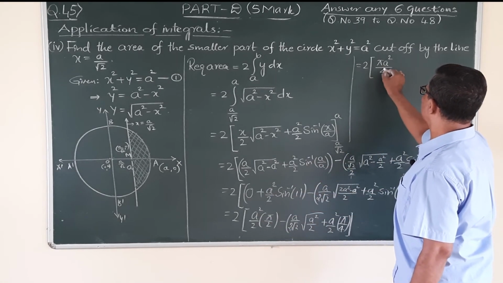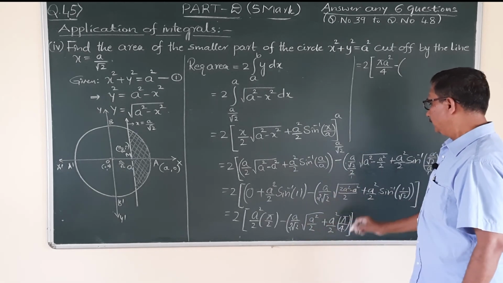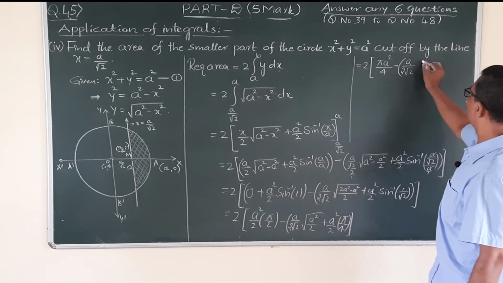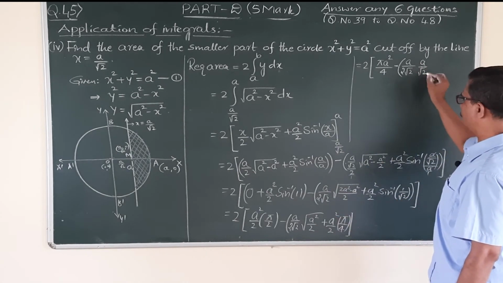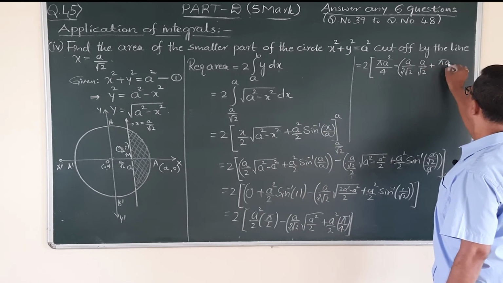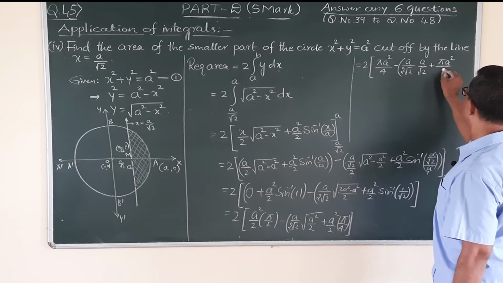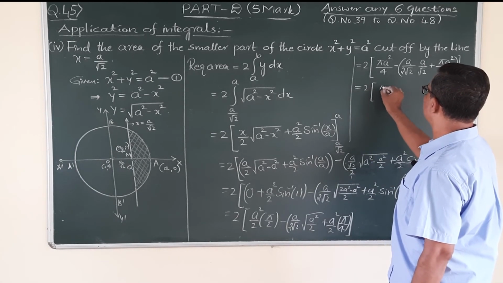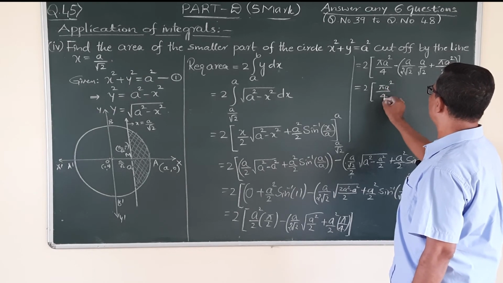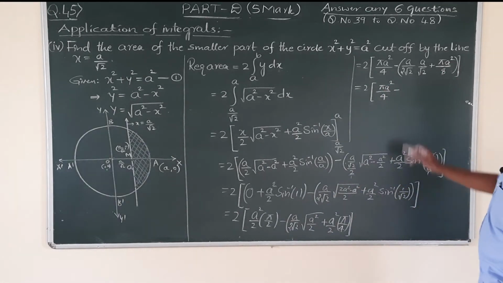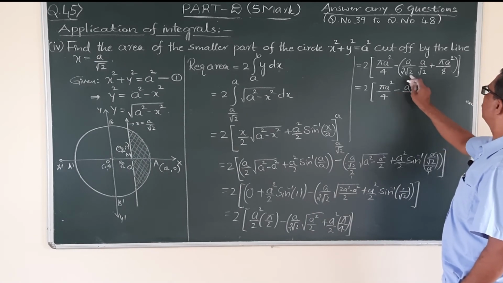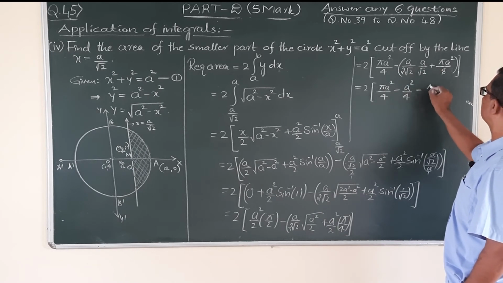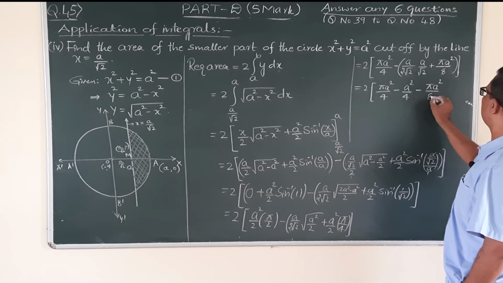Then further simplify, 2 into bracket pi a square by 4, pi a square by 4 minus a divided by 2 root 2, split the root, root of a square is a by root 2, plus pi a square divided by 4. 2 fours are 8. That is 2 into bracket pi a square by 4, remove that bracket, minus a into a square, root 2 into root 2, 2 twos are 4, minus into plus minus pi a square by 8.